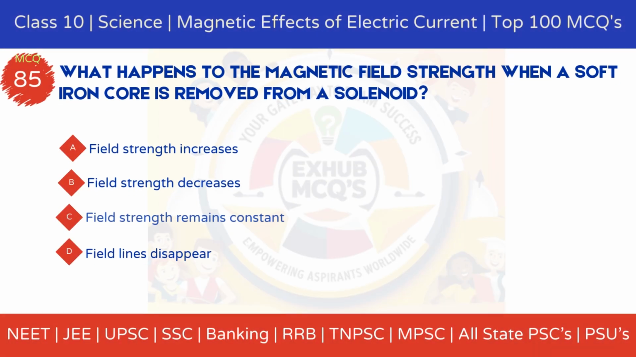MCQ 85. What happens to the magnetic field strength when a soft iron core is removed from a solenoid? Option A, field strength increases. Option B, field strength decreases. Option C, field strength remains constant. Option D, field lines disappear.